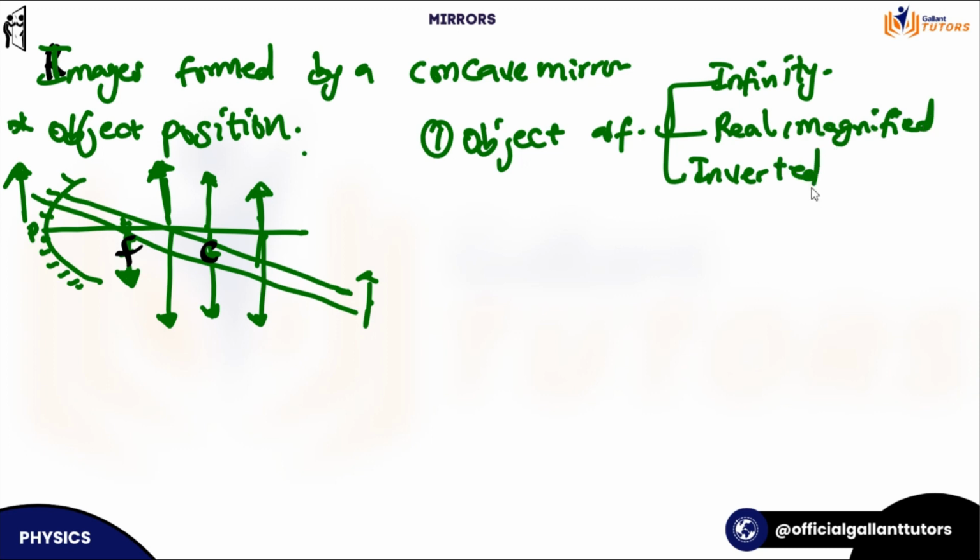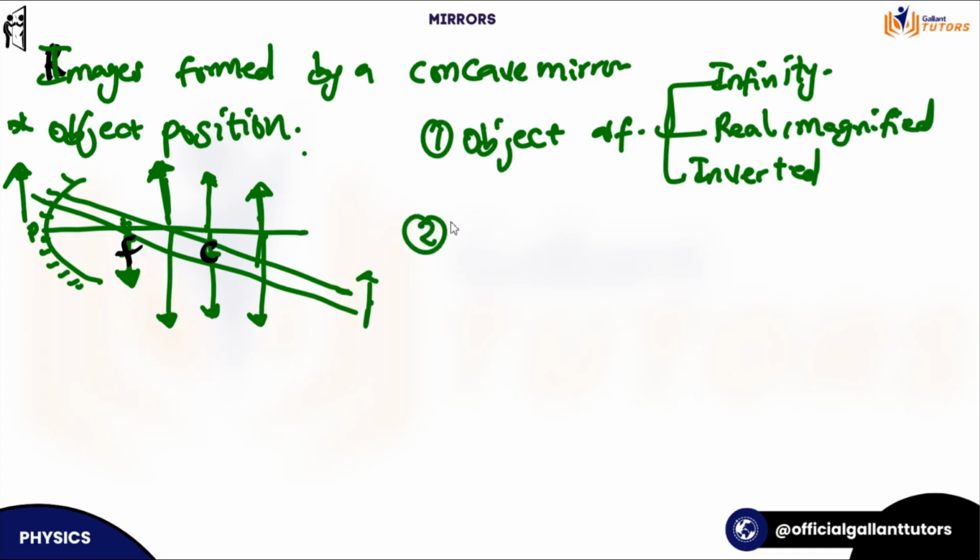Okay, now just take note of something. Whenever the image is inverted, therefore it will be real. So real and inverted go hand in hand. Whenever it's inverted for concave, it will always be what? It will always be real. Don't forget that. All right, number 2.